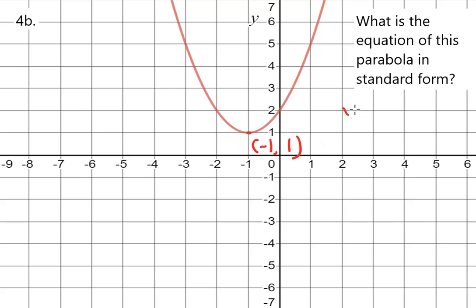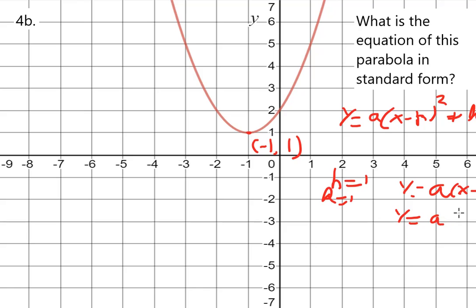If you remember vertex form, it is y equals a times (x minus h) squared plus k, where (h, k) is the vertex. This tells me that h is negative 1 and k is 1. So I can plug that in and get y equals a times (x minus negative 1), oop, computer glitched out, squared plus 1, which will be y equals a times (x plus 1) squared plus 1. Now we need to find a.